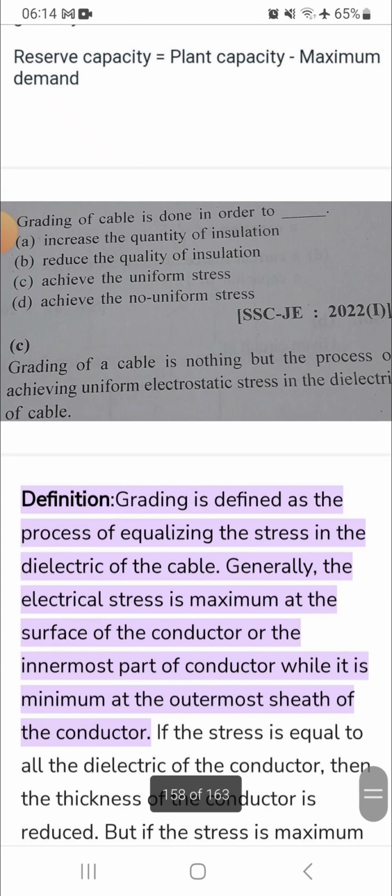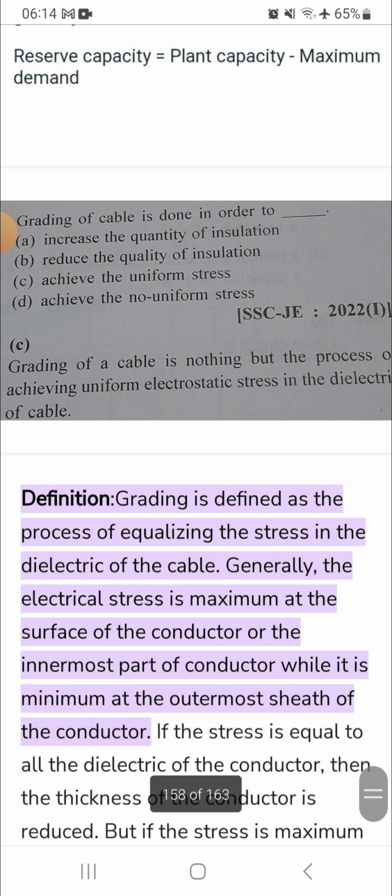Grading of cable is done in order to, option C, achieve the uniform stress. Definition: grading is defined as the process of equalizing the stress in the dielectric of the cable. Generally, the electric stress is maximum at the surface of the conductor or the innermost part of the conductor, while it is minimum at the outermost sheath of the conductor. Option C is the right answer, achieve.